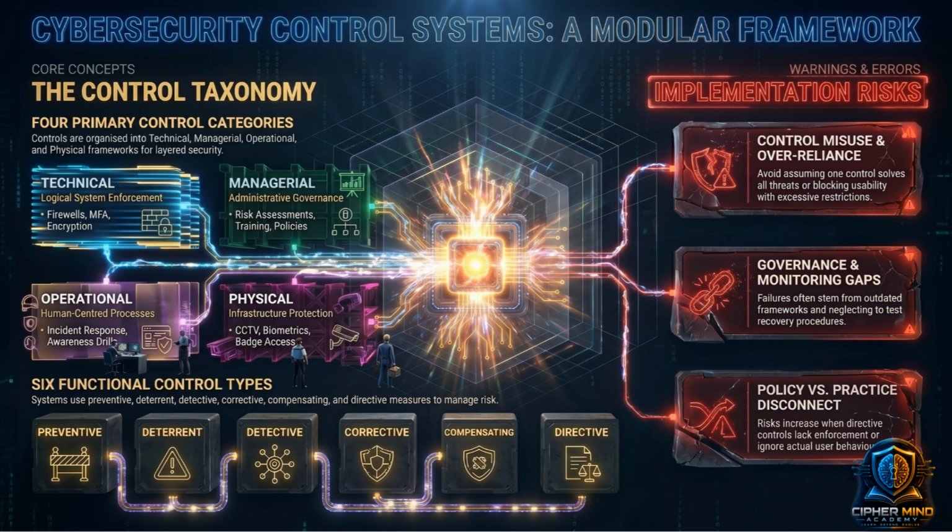For example, a firewall is a technical control because technology enforces it, and a preventive control because it blocks unwanted traffic. A CCTV camera is a physical control because it protects physical infrastructure, and a detective control because it helps identify suspicious activity. A security policy is a managerial control because management creates it, and a directive control because it tells people what they are expected to do. This distinction is critical for both the Security Plus exam and real-world cybersecurity operations.